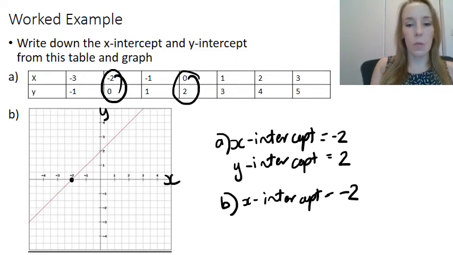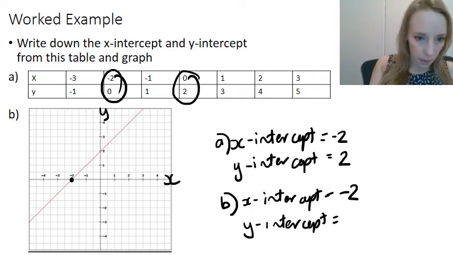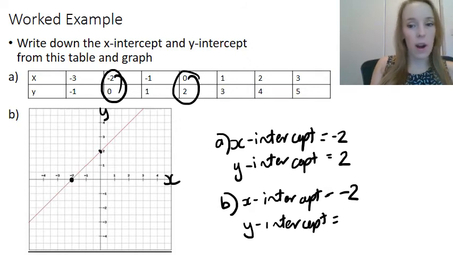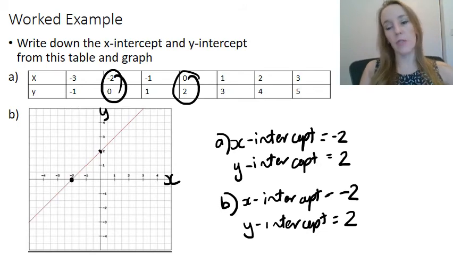And where does it cut the y-axis? That will be our y-intercept. And we can look at our graph and it cuts it here. So y is 2 again. A bit of a coincidence there. It won't always equal 2. It just has for these two examples.